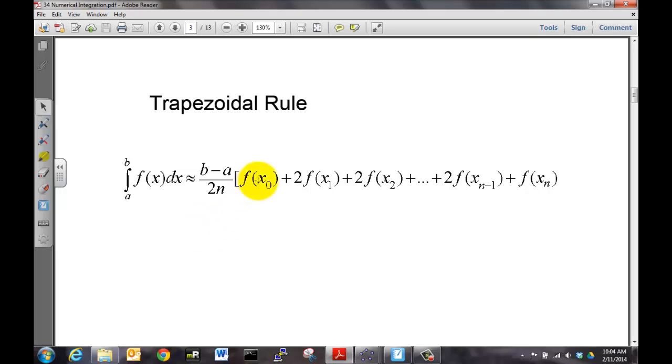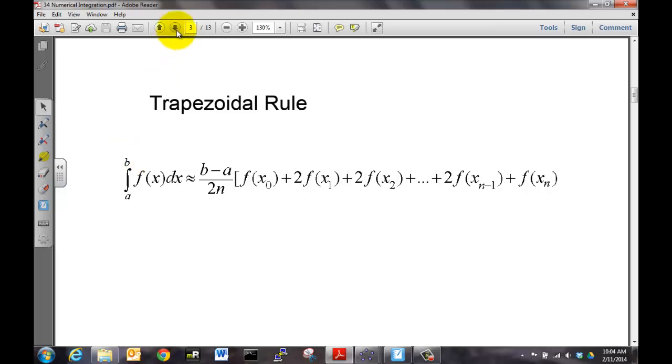So for that formula, we get b minus a over 2n. Then we start with the first function value. Remember, this first function value will be f at a, whatever that is, and then it'll be 2 times the next function value. How do we find this next function value? We're going to take whatever b minus a over n is, without the 2, and add that to this function value. We'll put that in here, evaluate the function, and multiply it by 2. Continue that process until we get to the last function value, which would be b, and we'll use it only one time.